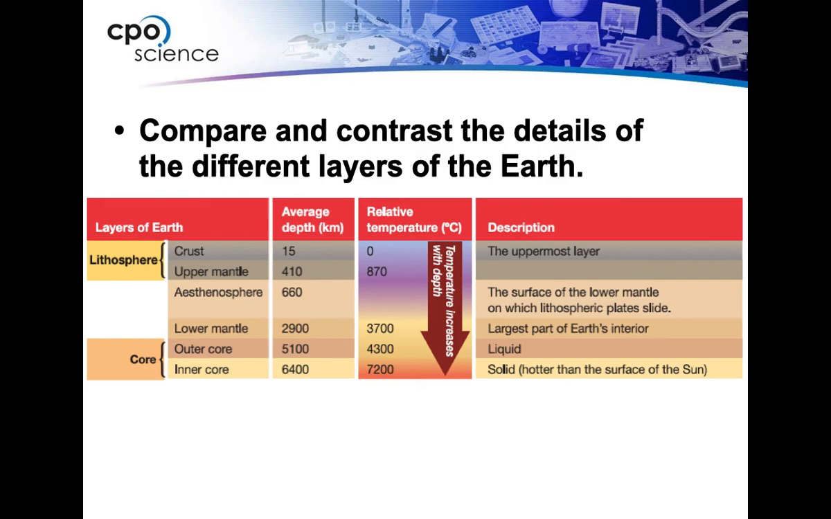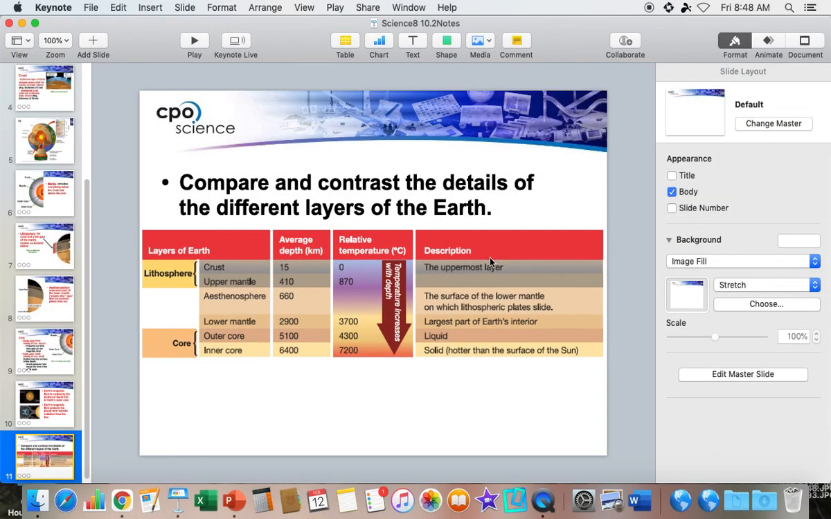So keep in mind the different layers that we have. Crust, mantle, core: those are put into layers based on composition, so what they're made up of. And then lithosphere, asthenosphere, lower mantle, outer core, inner core: those are put into layers based on what their characteristics are like.